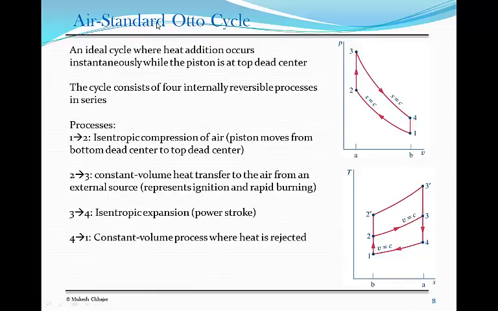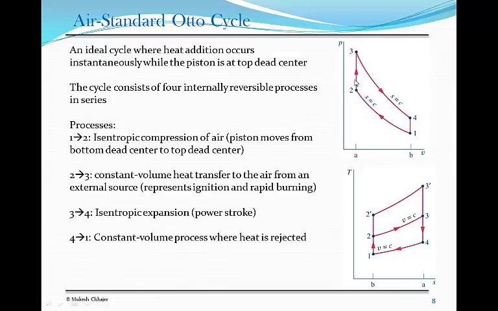So let's look at the air standard Otto cycle. This basically consists of two types of processes. Two of them are constant volume processes and two of them are isentropic processes. So you start from 1 to 2, which is this compression process, where this is an isentropic process. That means the entropy remains constant.